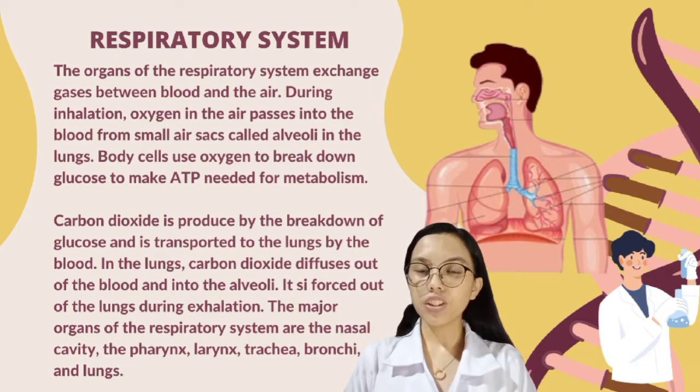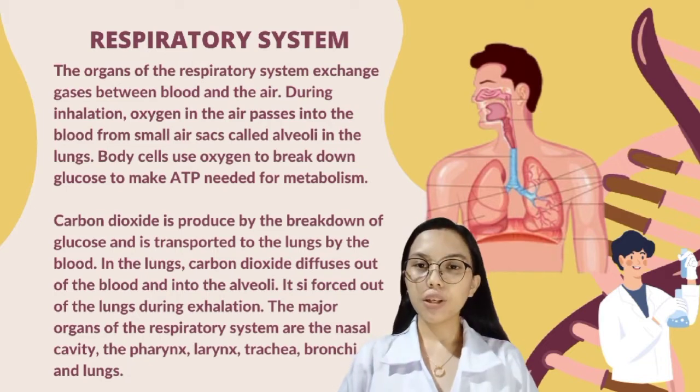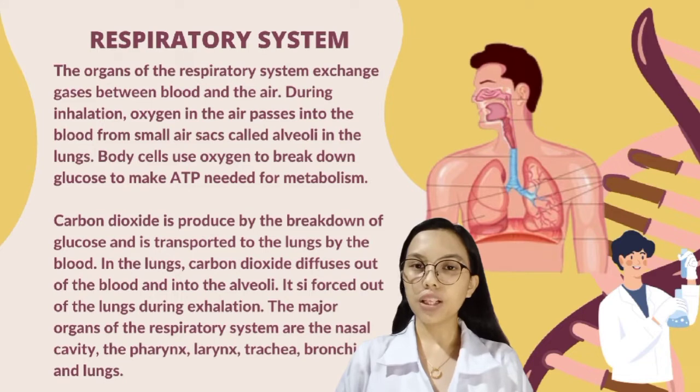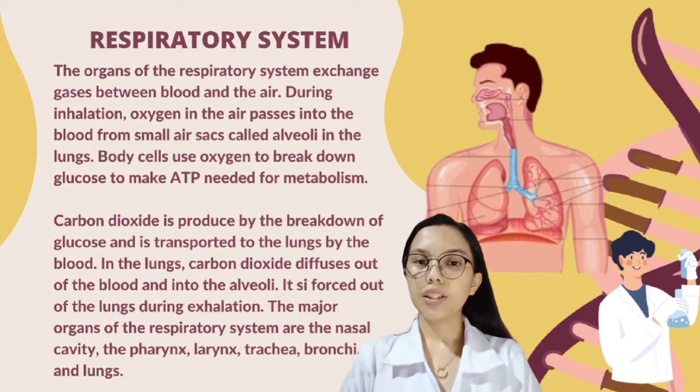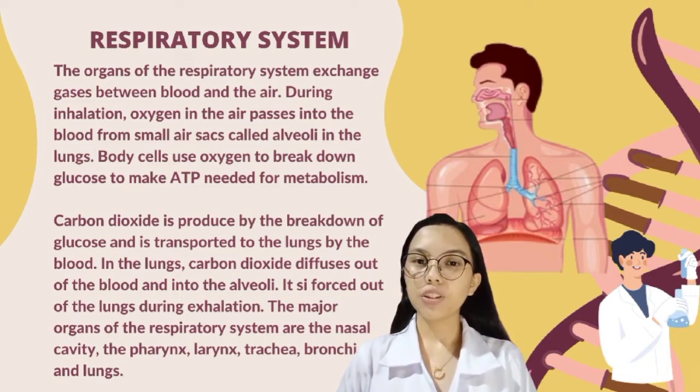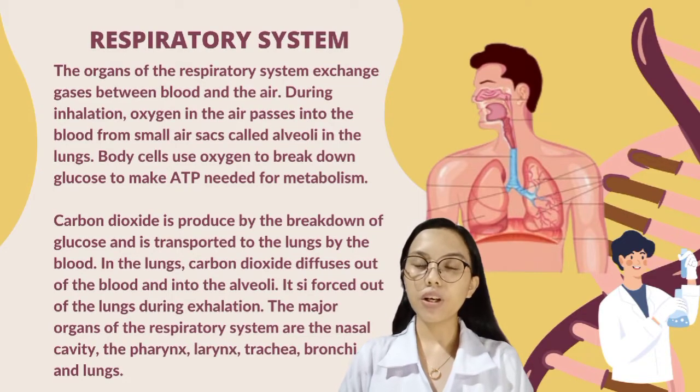Body cells use oxygen to break down glucose to make ATP needed for metabolism. Carbon dioxide is produced by the breakdown of glucose and is transported to the lungs by the blood. In the lungs, carbon dioxide diffuses out of the blood and into the alveoli. It is forced out of the lungs during exhalation. The major organs of the respiratory system are the nasal cavity, the pharynx, larynx, trachea, bronchi, and the lungs.